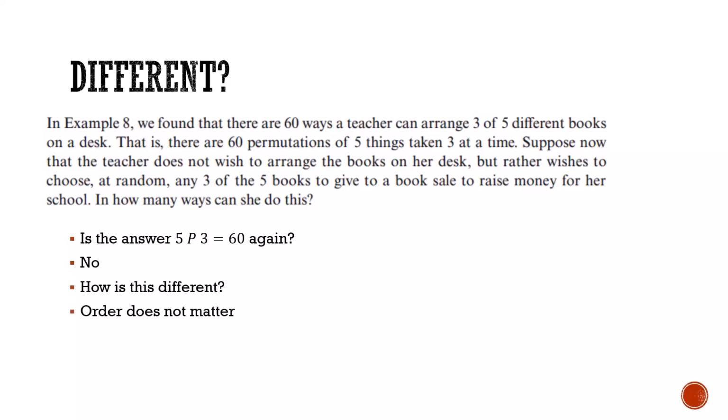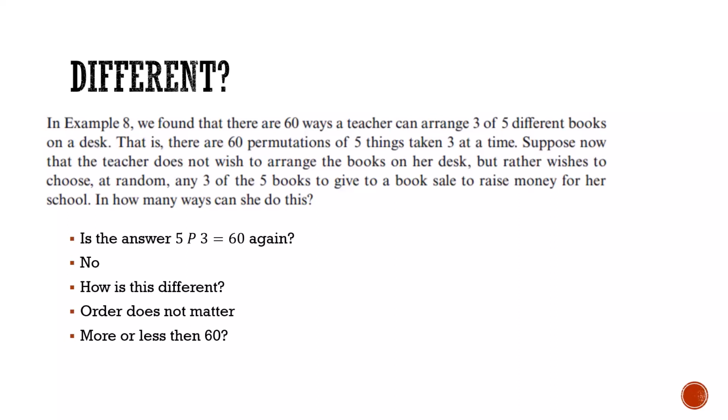The order doesn't matter because, right, if I put 3 books in a bag, it doesn't matter. It's the same bag of books regardless of what order I put them in, right? So when order doesn't matter, that means our number is going to be different. And here's my question, right? Do we think that this number of ways is going to be more than 60 or fewer than 60 in this case? What do we think? Less, right? And let me tell you why it's less.